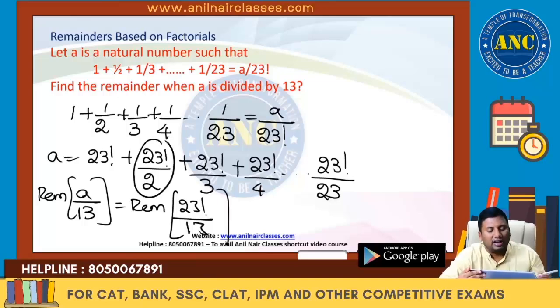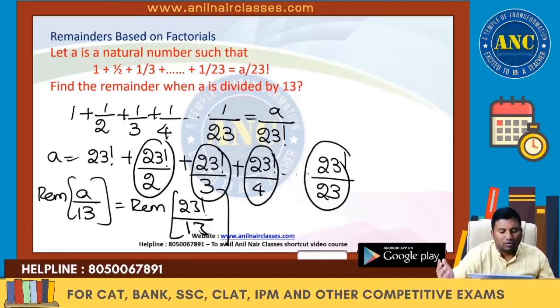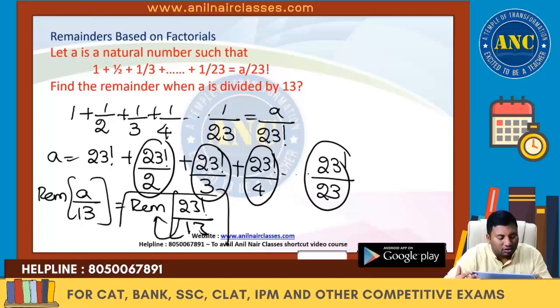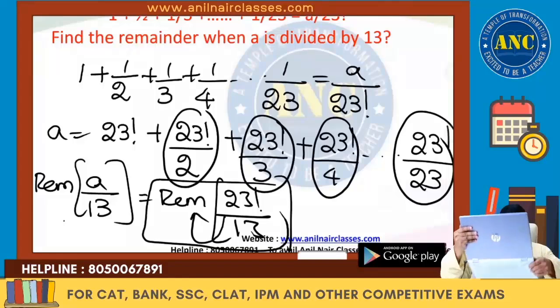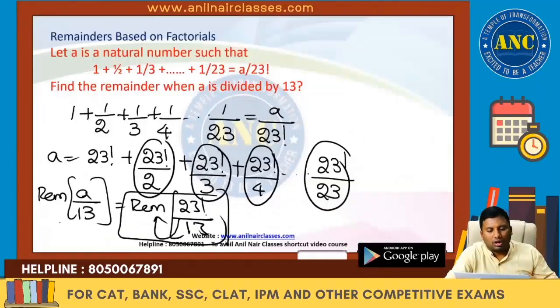23 factorial is divisible by 2, divisible by 3, divisible by 4, divisible by 23. So what is left in the final question? 23 factorial should be divisible by 13. If it is divisible by 13, what will be the remainder? The entire question is this one: 23 factorial divided by 13. Now how to solve this question?